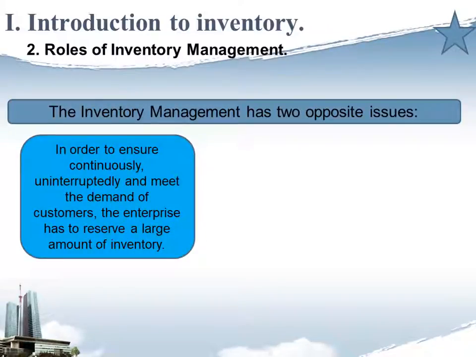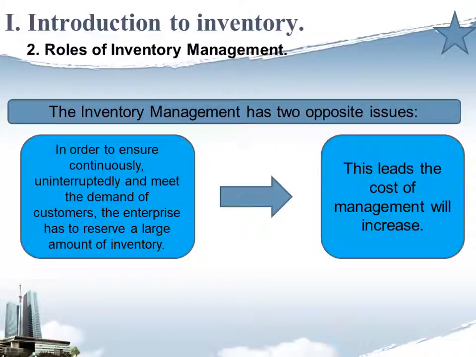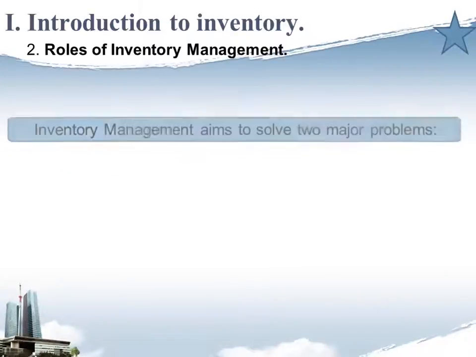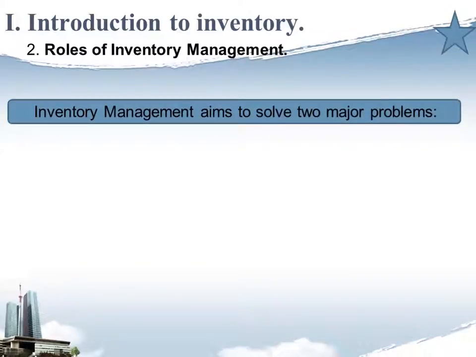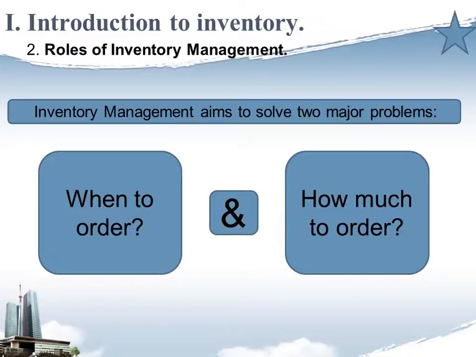In order to ensure continuous, uninterrupted production and meet the demand of customers, the enterprise has to reserve a large amount of inventory. This will lead to the cost of management increasing. So the inventory management aims to solve the two major problems: when to order and how much to order.